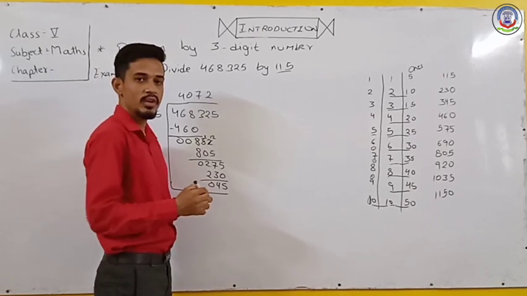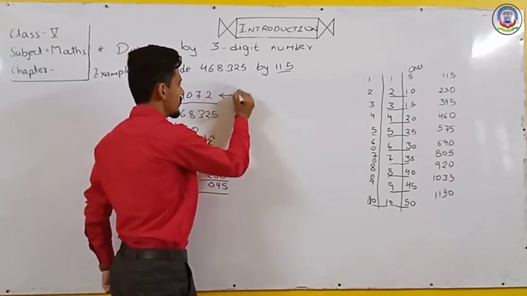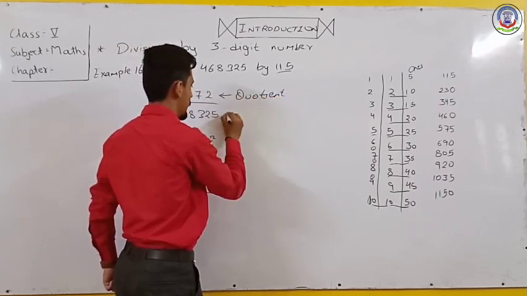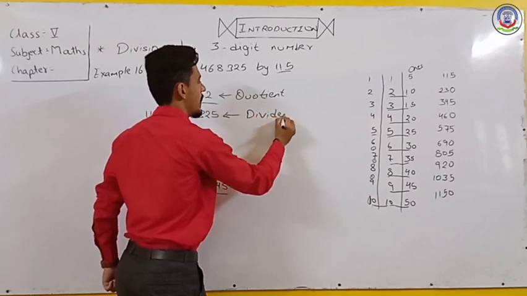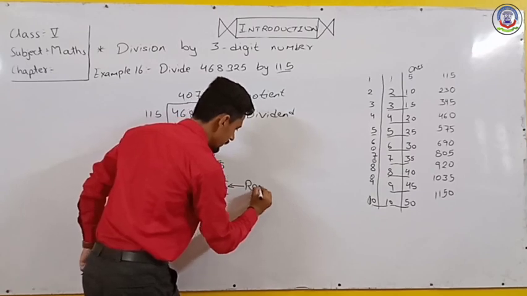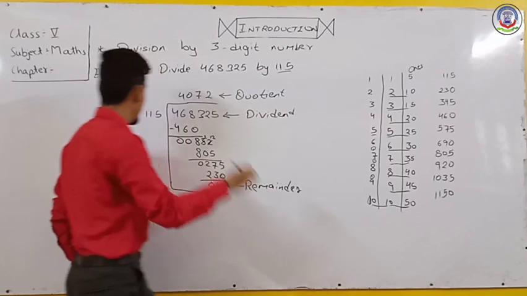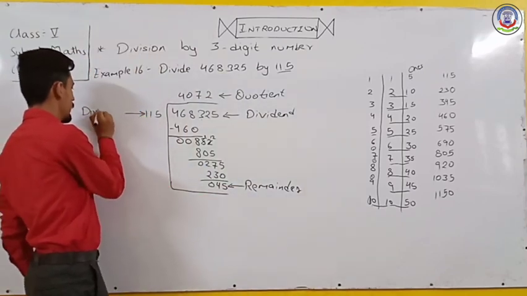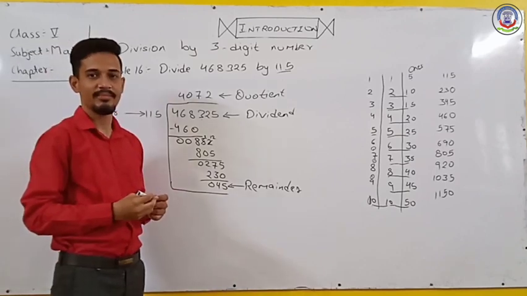That's how we solve the sum. As we know, this is the quotient, this is the dividend, this is the remainder, and this is the divisor.